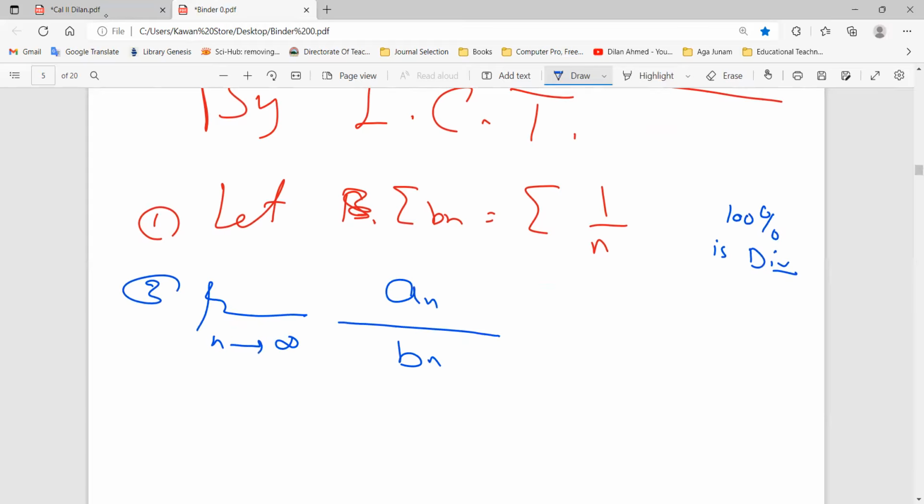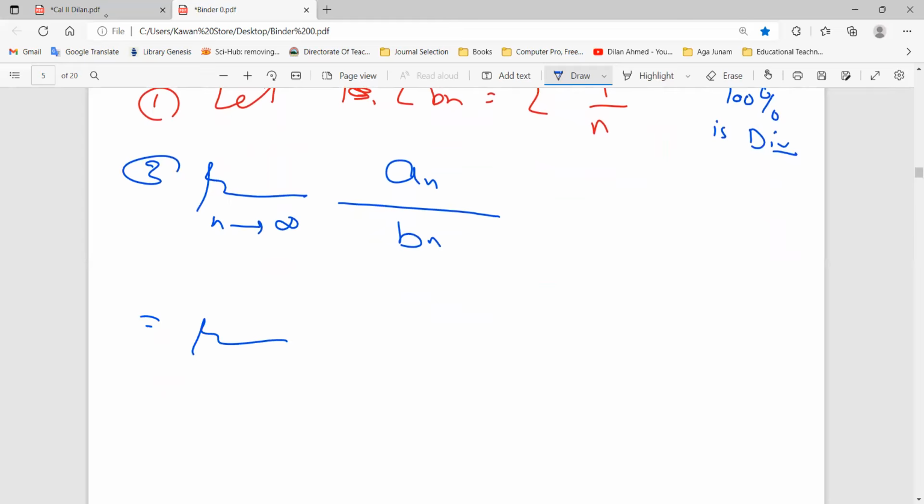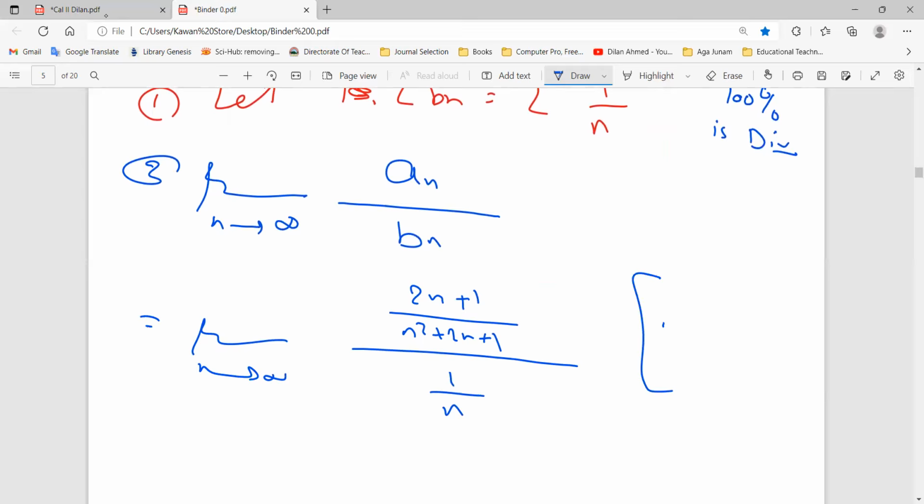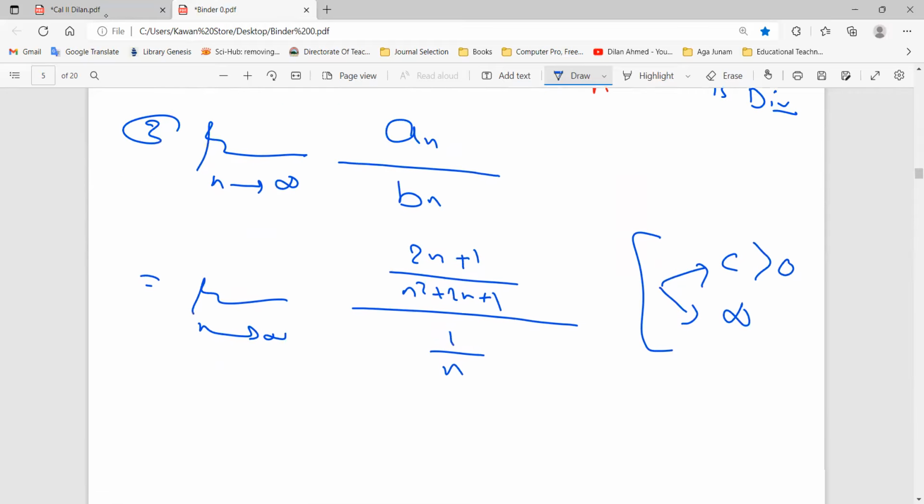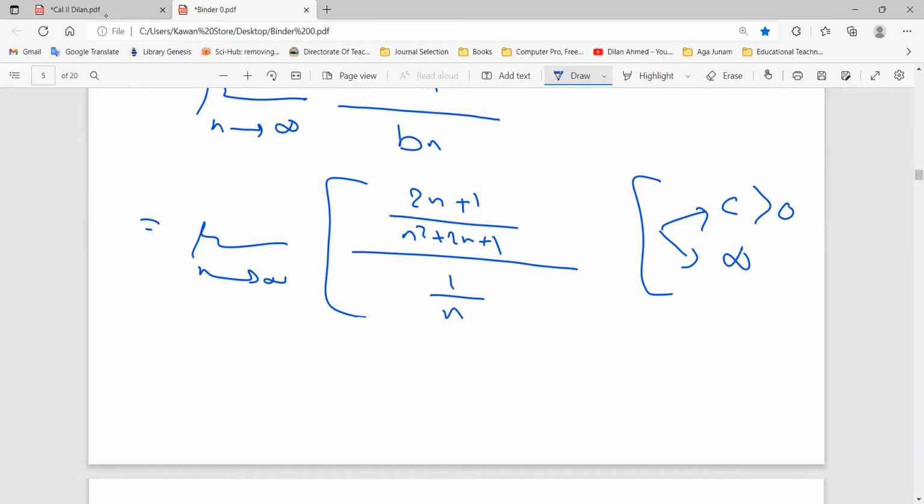An over Bn is equal to the limit as n approaches infinity. An is equal to what? Bn equal to what? So I'm expecting to get what? A number greater than 0 or not. For divergence it is infinity. For convergence, you are right, C or 0. For divergence, again, C or infinity. Good.